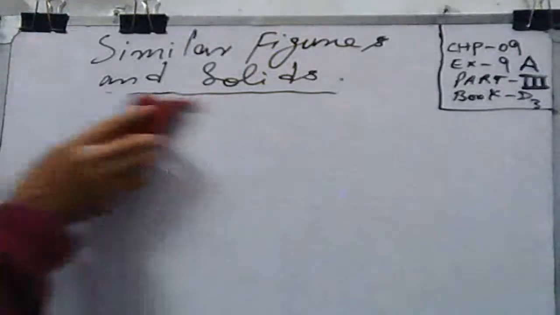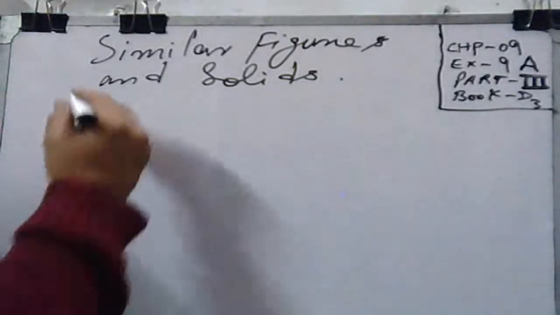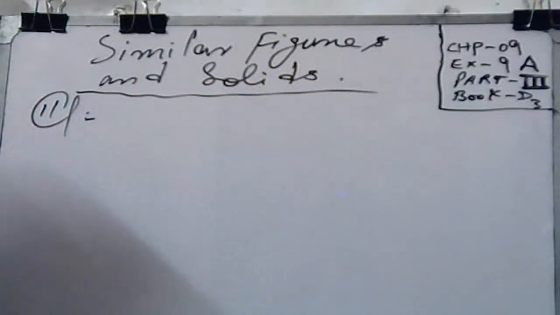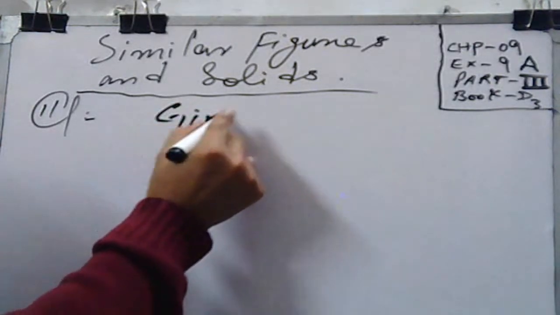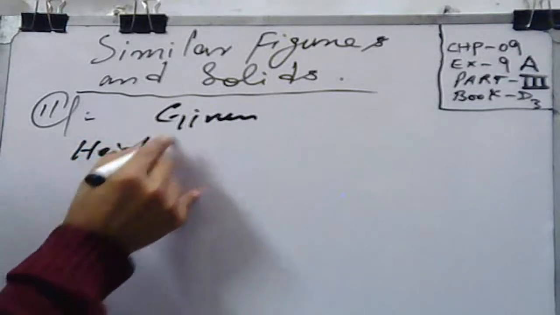Now coming to question number 11. Two solid cones are geometrically similar and the height of one cone is 1 1/2 times that of the other. Given that the height of the smaller cone is 12 cm, find the height of the bigger cone.